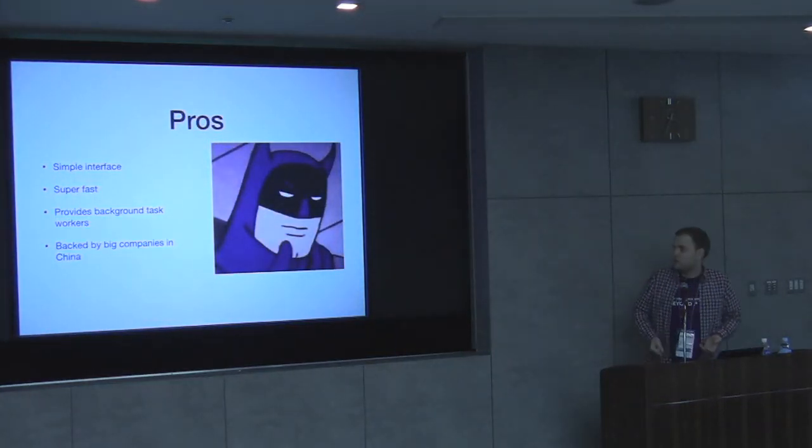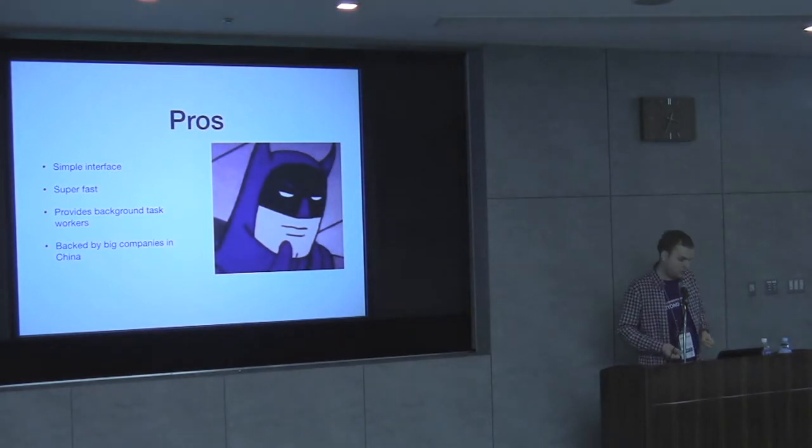So the pros are a simple interface, super fast, and it provides background task managers and workers. While you're doing some kind of HTTP serving, you can call a worker in the background to do some computation, for example. Your user registration finished, then inside your controller you call a worker and say, now send the email to the user in the background, so I can finish this request without the user waiting for it to finish. It's used by a lot of big companies in China, like Alibaba.